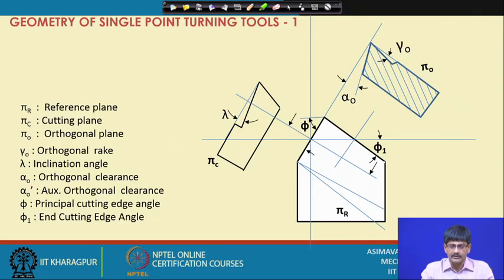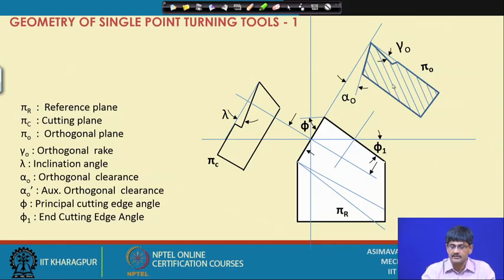First of all, if you look at this figure, this is the cutting edge. Once again, this is the cutting edge. Where is the cutting plane? The cutting plane is appearing as a line here. It cannot be seen from the top. As it is a vertical plane, it cannot be seen from the top. But here it is appearing as the trace of the cutting plane.